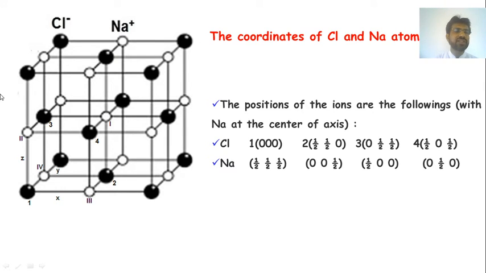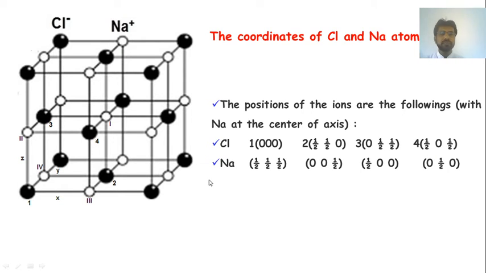Now the third chlorine atom is in the yz plane, so its x coordinate is 0. Therefore the xyz coordinates of this third chlorine atom are 0, 1/2, 1/2. Similarly, the fourth chlorine atom is located in the xz plane, so its y coordinate is 0. Therefore the xyz coordinates of this chlorine atom are 1/2, 0, and 1/2.